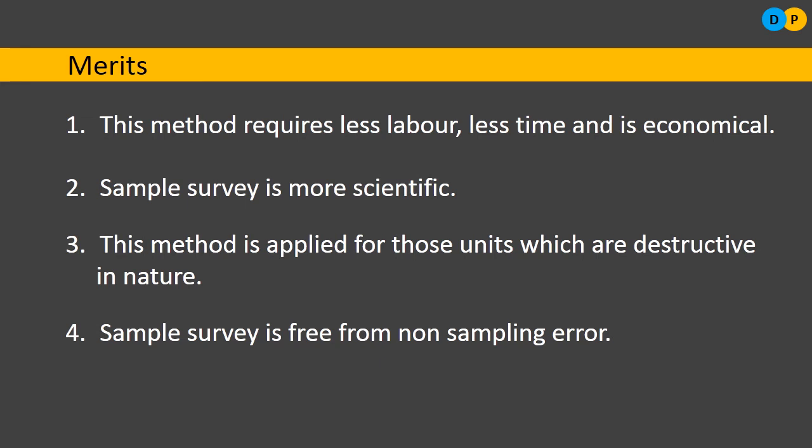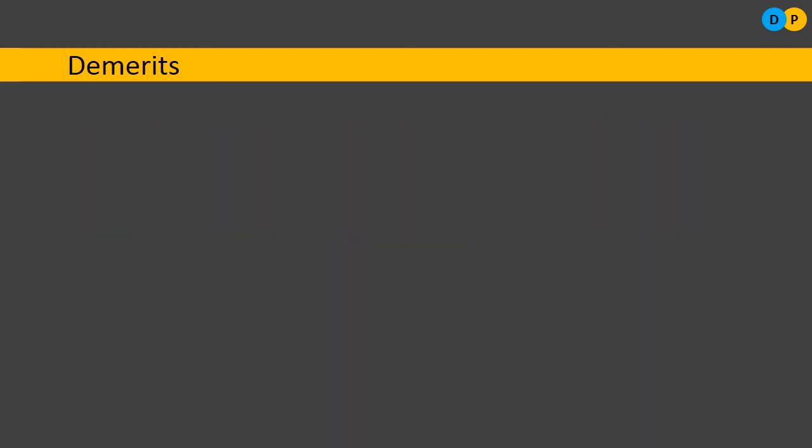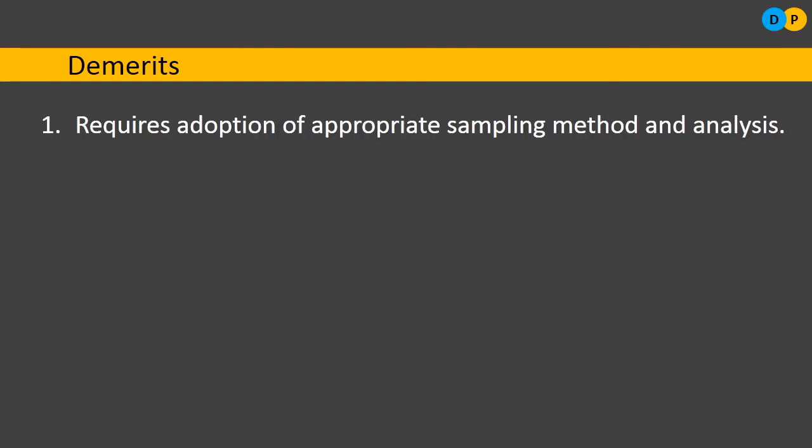We will be choosing some units out of the population. On those chosen units, we'll be working. We'll be extracting the data. So they will be free from non-sampling errors. Next, what are the demerits of sample survey? The first demerit requires adoption of appropriate sampling method and appropriate analysis.